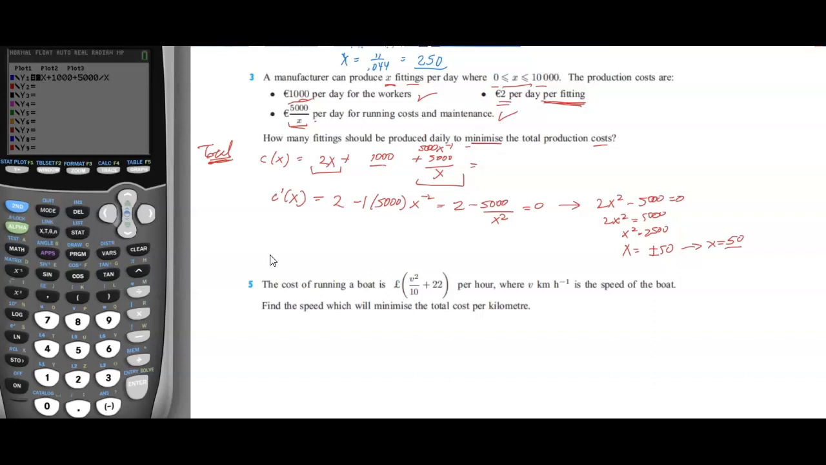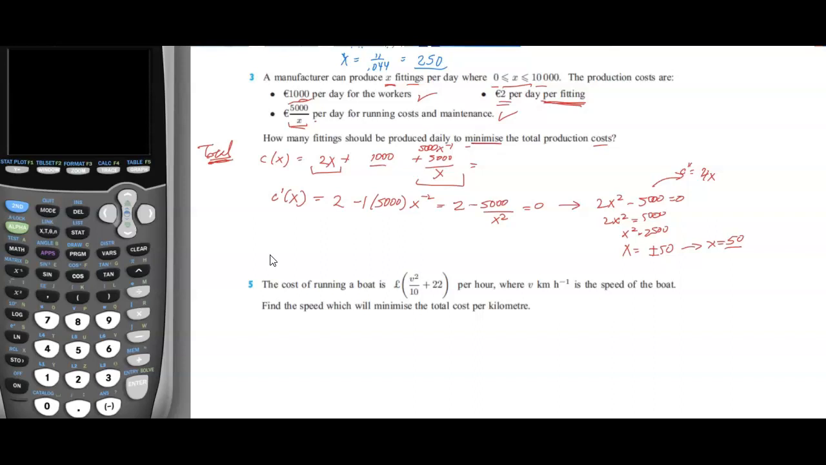To make sure it's the minimum point, we could take the second derivative of this function just to confirm that it is the right concavity. If we took the second derivative of this function, it would be 4x, right? And the derivative of negative 5,000 is 0. So the second derivative is going to be 4x. And if we put a positive number in there, it's a positive concavity, which means that it is a minimum point. So 50 is a minimum point like we figured. So the number of fittings that should be produced per day to minimize the function should be 50.